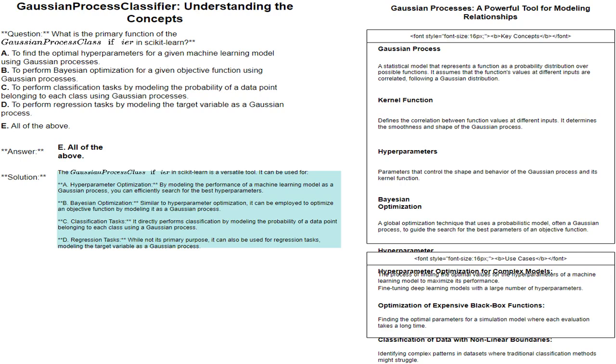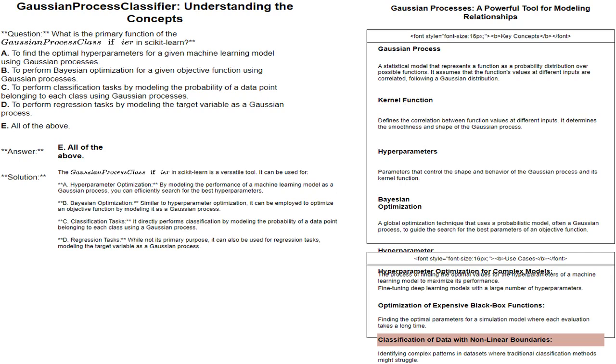This is the primary function of the Gaussian process classifier. It's designed to model the probability of a data point belonging to each class using Gaussian processes, allowing for classification. C. Classification tasks. It directly performs classification by modeling the probability of a data point belonging to each class using a Gaussian process. Classification of data with nonlinear boundaries.